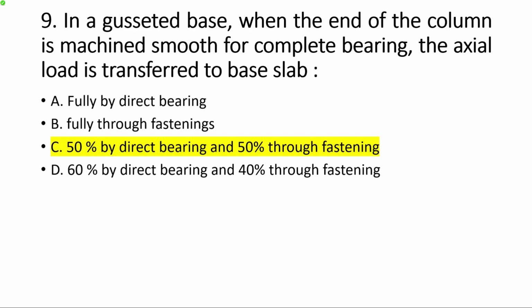In a gusseted base, when the end of the column is machined smooth for complete bearing, the axial load is transferred to the base slab. We know that if the column ends and gusset materials are not faced or machined for complete bearing, then the fasteners are designed for the total forces to be transferred. And if they are faced or machined for complete bearing, then 50% of the forces are transferred directly by the column and 50% through the fasteners. So here option C is correct, that is 50% by direct bearing and 50% through fastening. Move on to the next question.